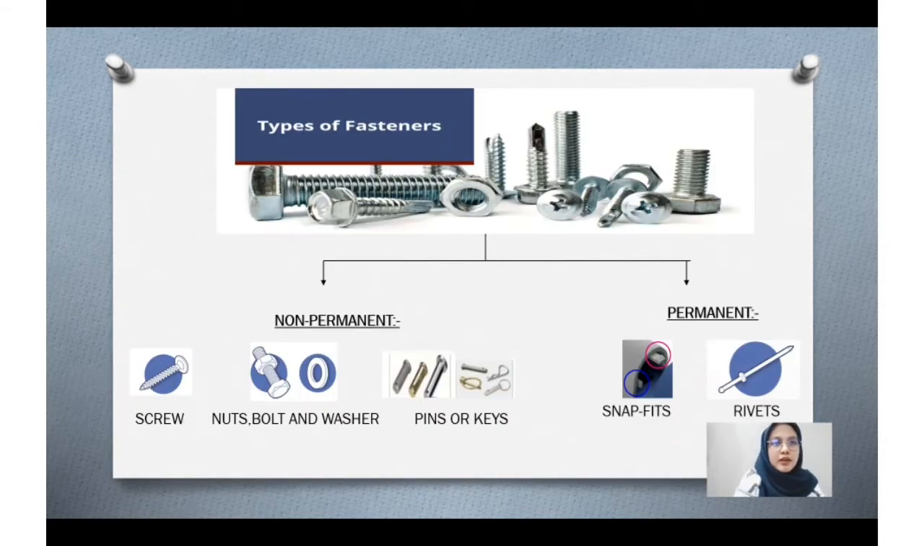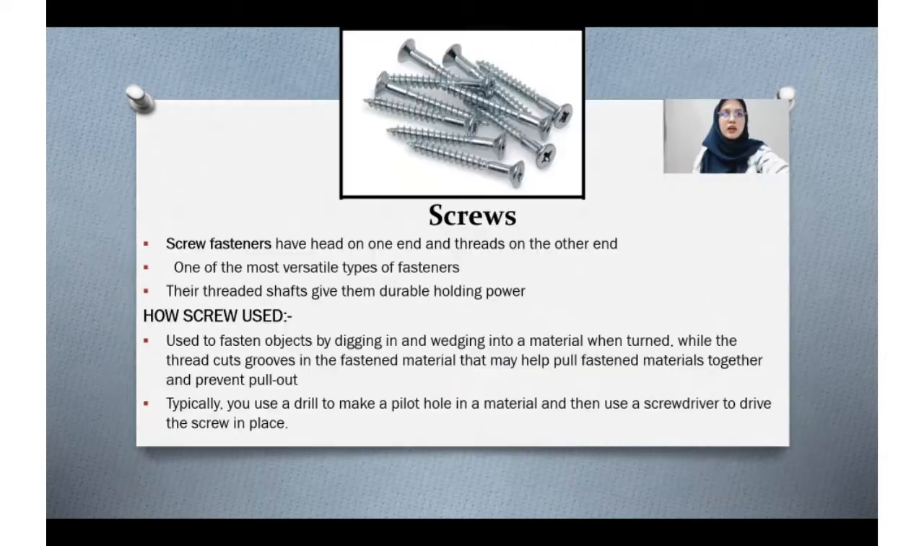These are the types of fastener. There are two types, non-permanent and permanent. For the non-permanent, the first one is screw, the second one is nuts, bolts and washers, the third one is pins or key. For the permanent, the first one is snap fit, the second one is rivet. A screw has a head on one end and threads on the other end. The screw is also one of the most versatile types of fastener, and its threaded shaft gives it durable holding power.